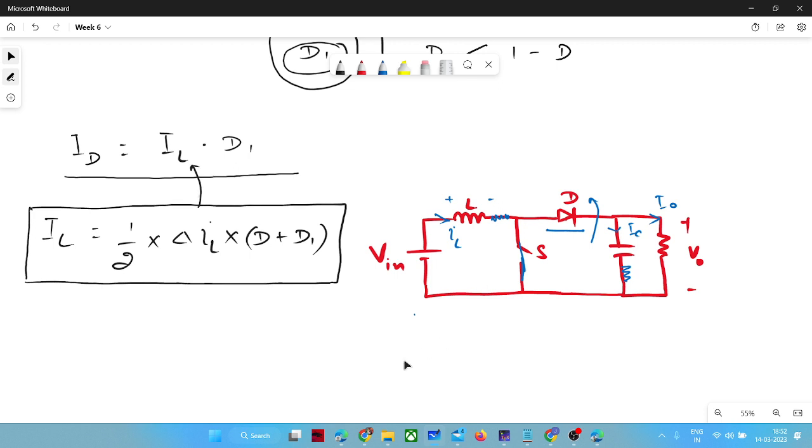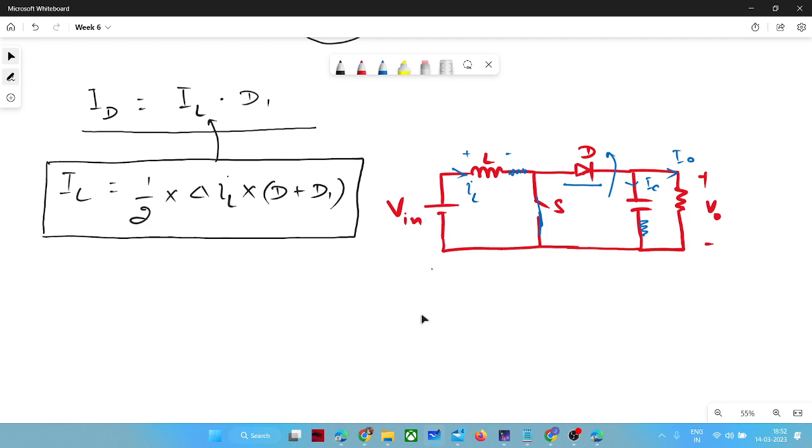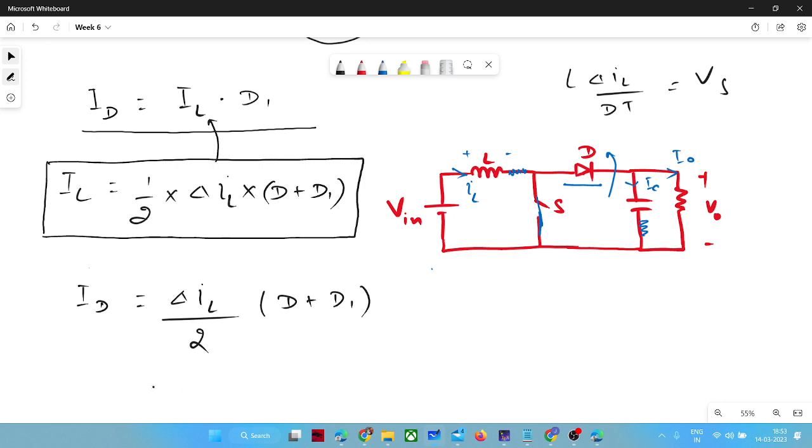And del IL value you know already. It will be L del IL by dt equal to Vs. So del IL will be dVs by FL. So just let me write it. T equal to del IL, T plus T1, del IL. I will put this value dVs by FL and 2 del plus.